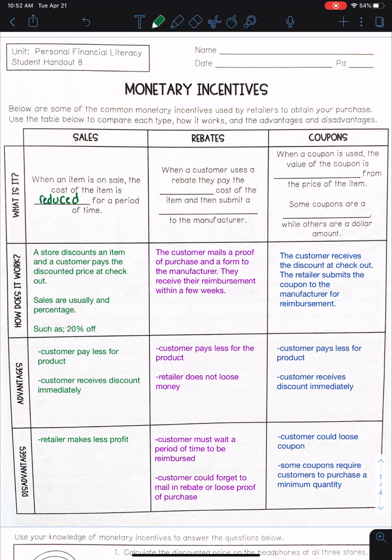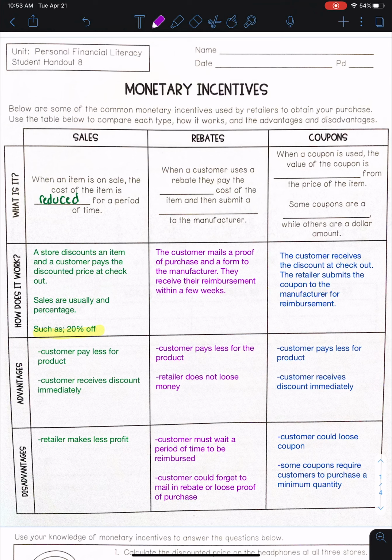How it works is a store discounts an item and a customer pays the discounted price at checkout. Sales are usually a percentage, such as 20% off. Maybe it's a big sale, it's 50% off, whatever it is. Sales and discounts are a reduced price. Advantages, customers pay less for the product and they receive the discount immediately. So as soon as you check out, you receive that discount. And a disadvantage is the retailer makes less profit. So obviously if it's on sale, the store is not going to make as much as they would if it was regularly priced.